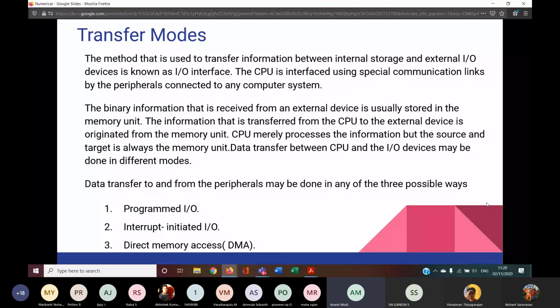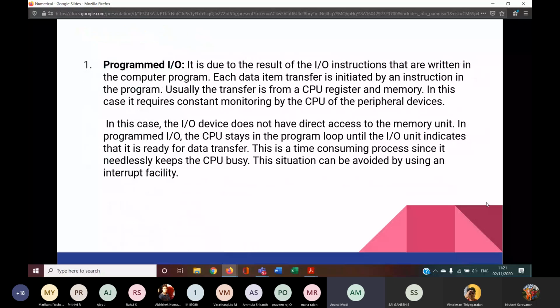Data transfer between the CPU and input output devices has basically three different modes, and those are programmed input output, interrupt initiated input output, and direct memory access. We can go to the next slide.